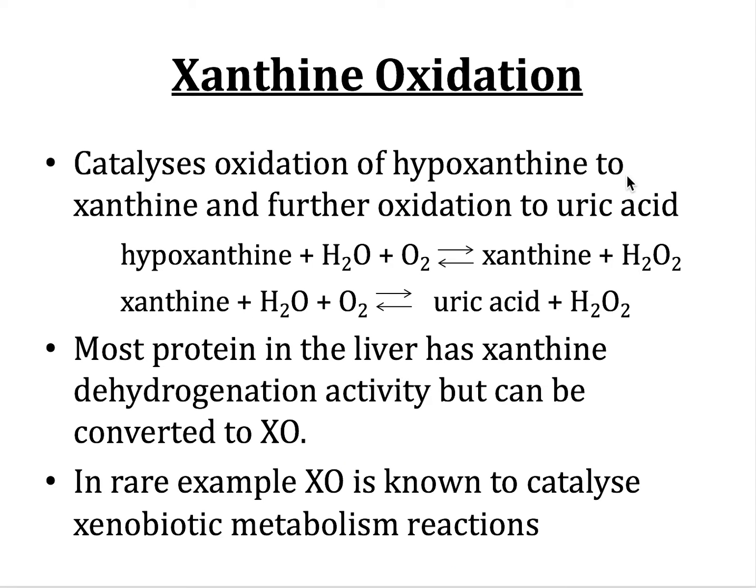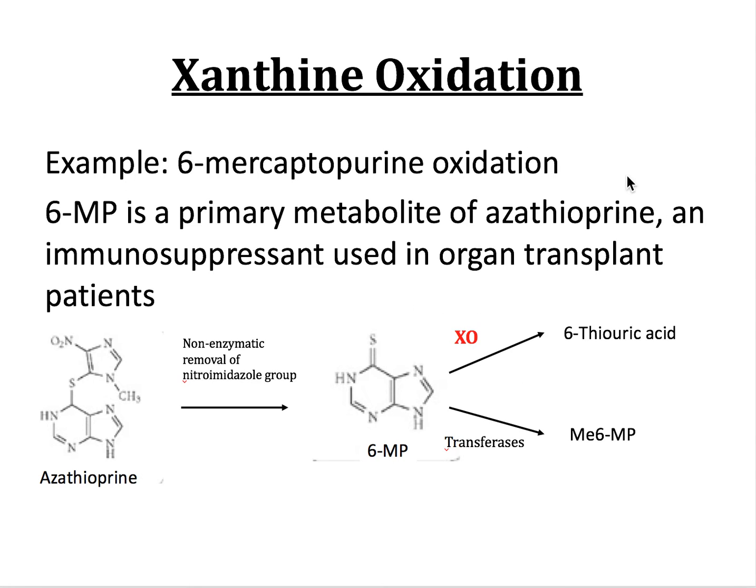Something called xanthine oxidation also takes place. Hypoxanthine forms uric acid as the end product, which is reversible, and hydrogen peroxide. So azathioprine is usually given to people who have just had an organ transplant. 6-MP is the active form.